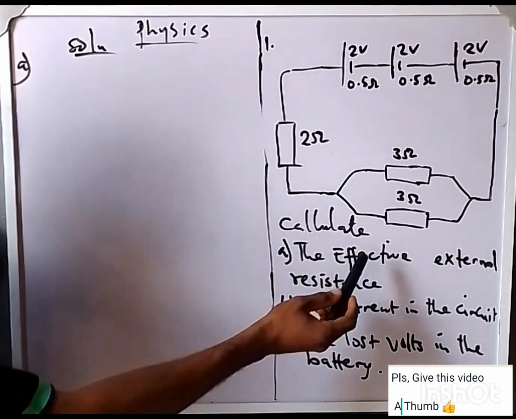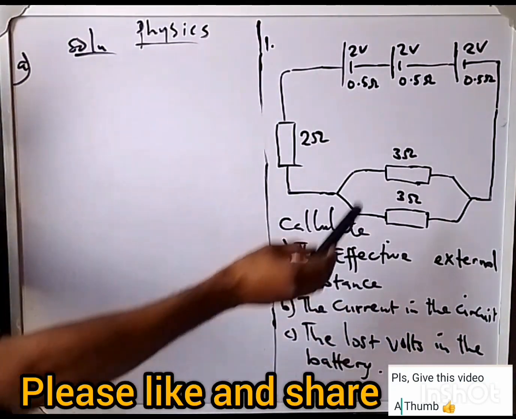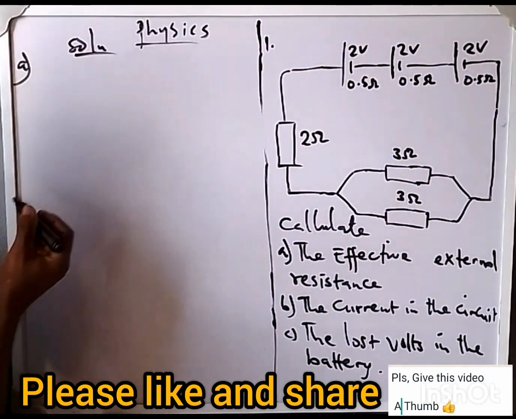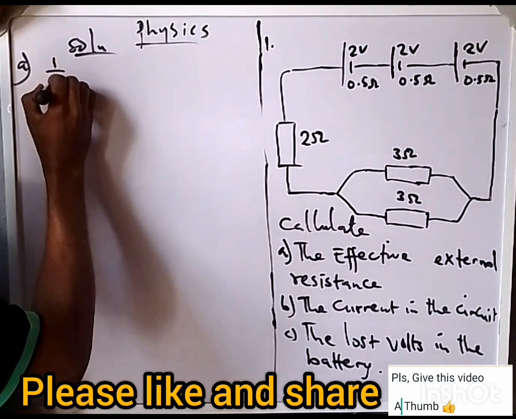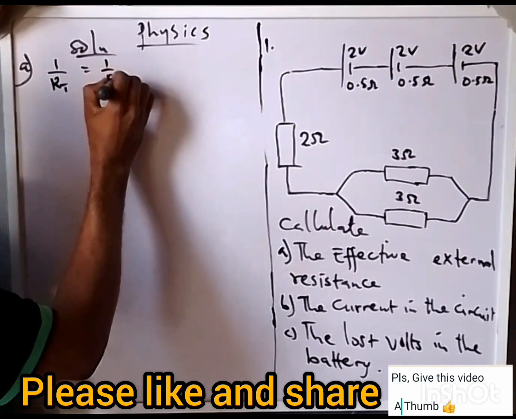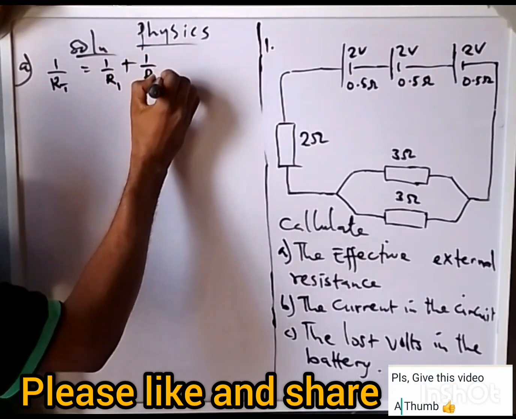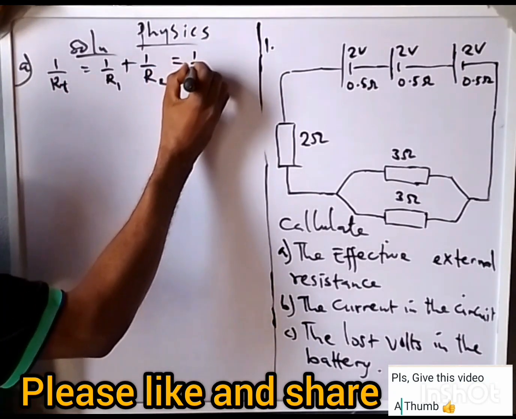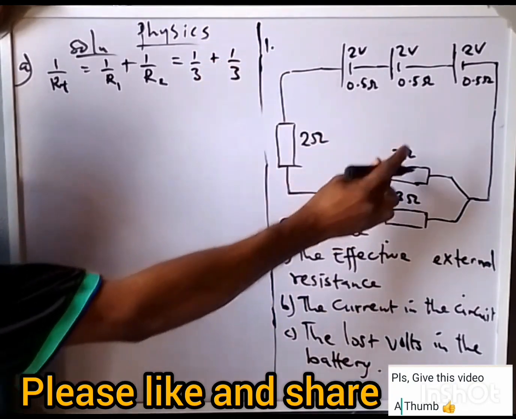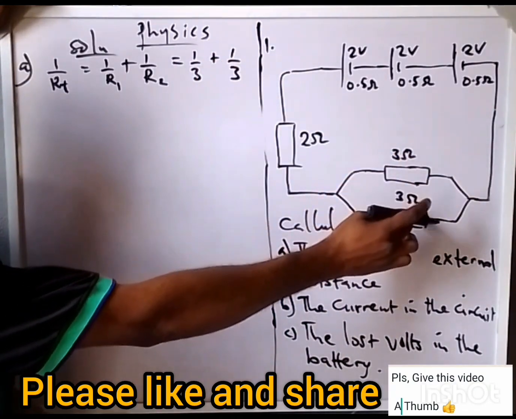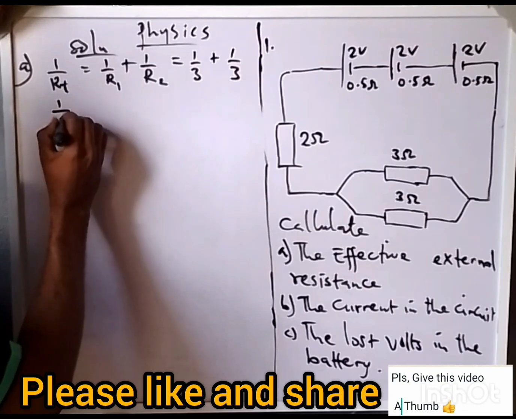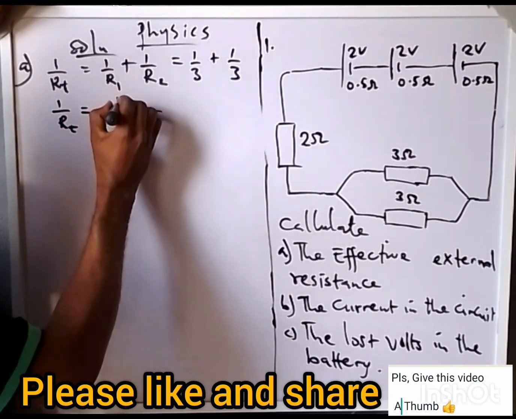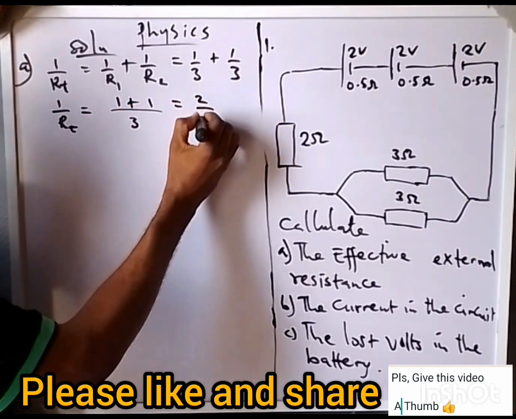For us to get the effective external resistance, we'll first of all calculate this resistance in parallel. That is 1 over RT is equal to 1 over R1 plus 1 over R2, which is equal to 1 over 3 plus 1 over 3. This is 3, this is 3. So if this is my R1, this is my R2. Then 1 over RT is equal to, the LCM is 3, 1 plus 1, which is 2 over 3.